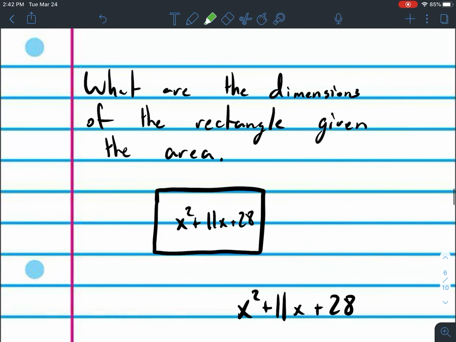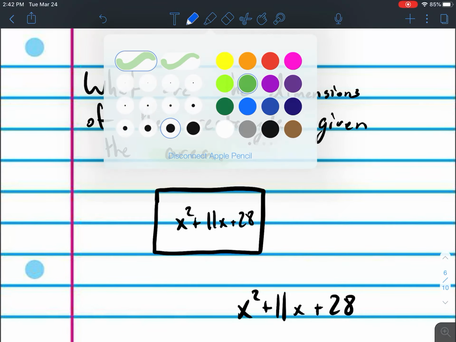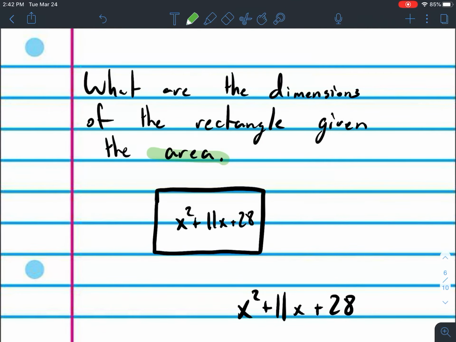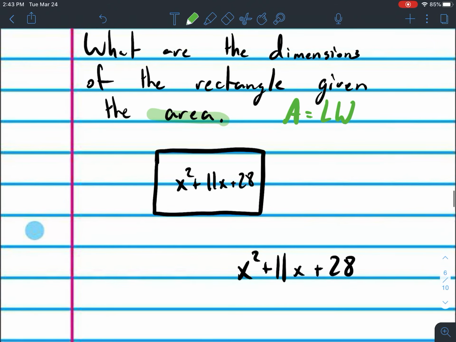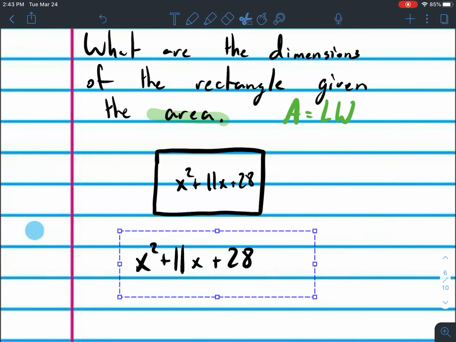So, okay. What are the dimensions of the rectangle given the area? Now, recall, in terms of real life applications, you guys will use area and perimeter more than anything in your lives, because you are all going to eventually have a house or apartment or someplace, and you're going to need measurements of some sort. So, don't forget, area equals length times width, which, since we're given a polynomial, let's do this.